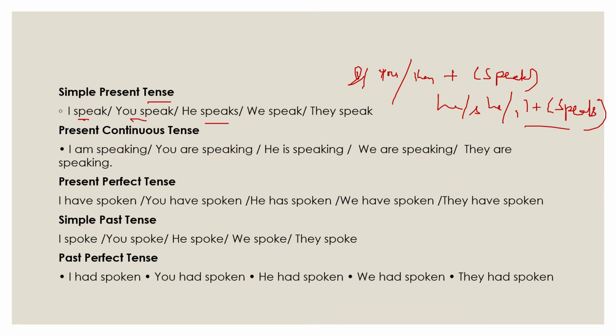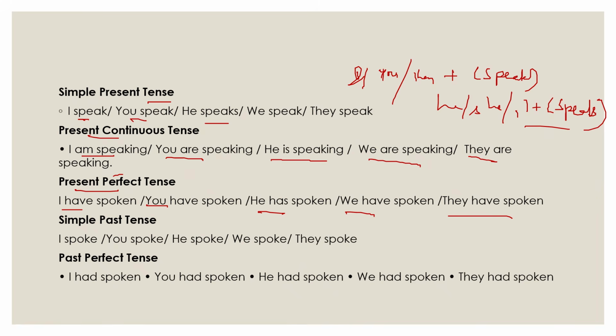You all know these basics. And present continuous tense. If you take the same case of speaking, if you take first person, I am speaking in present continuous. You are speaking. If you take a third person, he is speaking right now, present continuous tense. If you take some plural form, we are speaking, they are speaking. Present perfect. I have spoken, you have spoken, he has spoken, we have spoken, they have spoken.